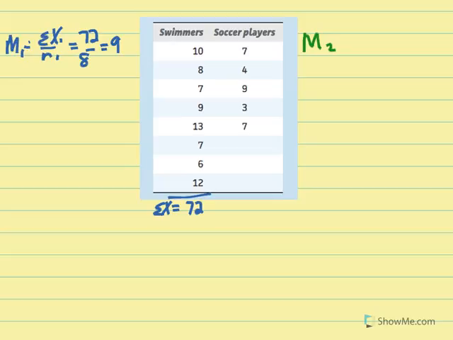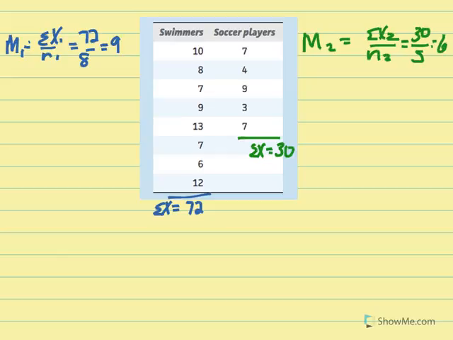Let's do the same for our soccer players. So it's the sum of x for the second distribution over our sample size. If we take the sum of x here, we get a total of 30. So 30 over our sample size, we have 5 individuals. So we get an average neurological test score of 6. So again, here we see a difference, sample 1 being larger than sample 2.